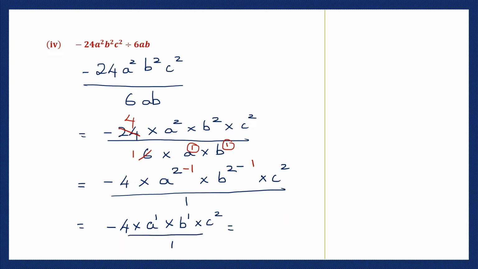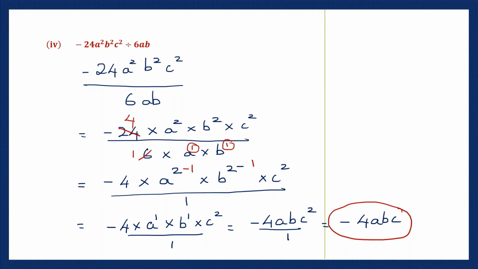So what do we have? Minus 4a b c by 1. Final answer is minus 4abc. So this is our final answer. We have c square here, so let's not forget to add that. So final answer is minus 4ab c square. There is no change in c.